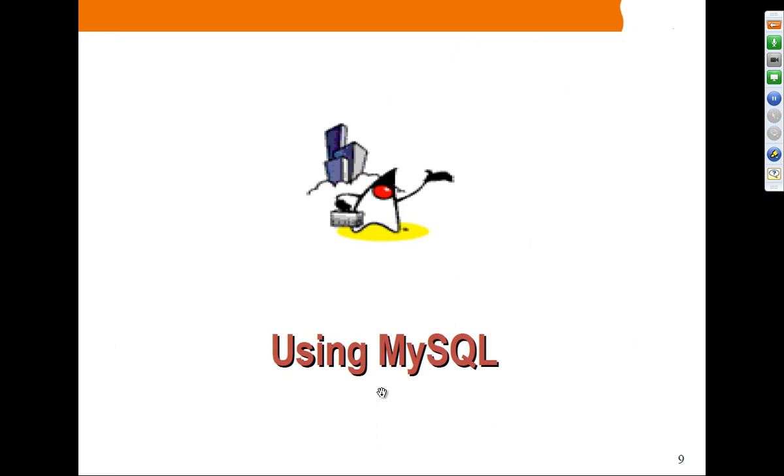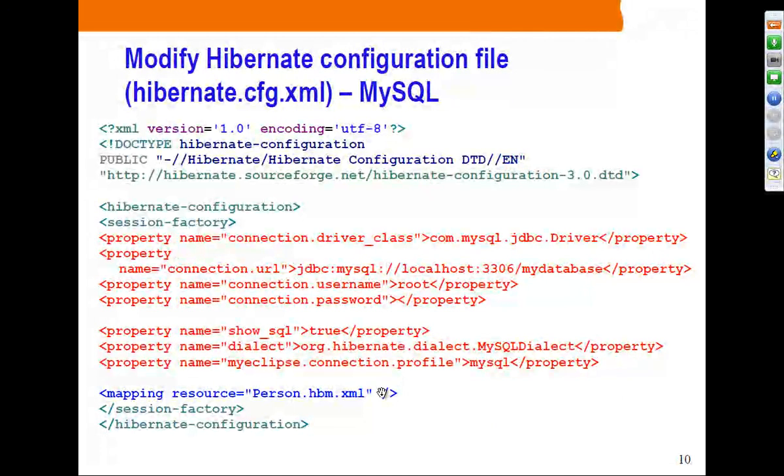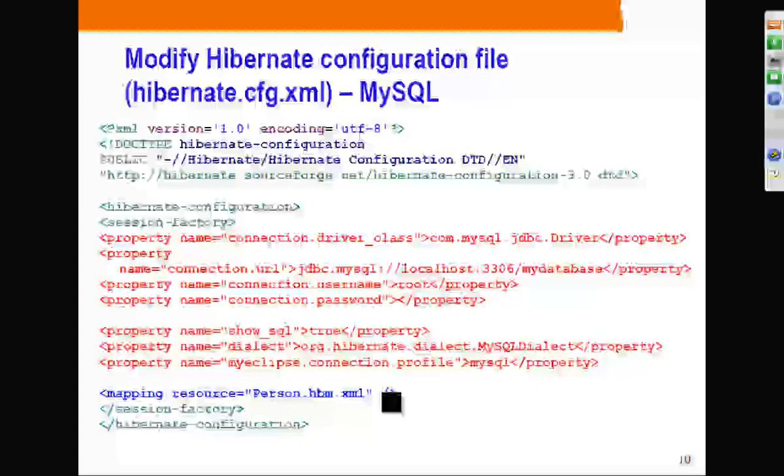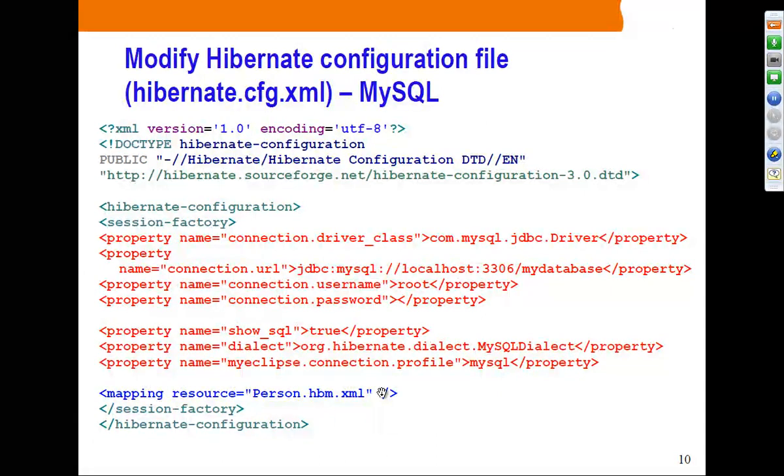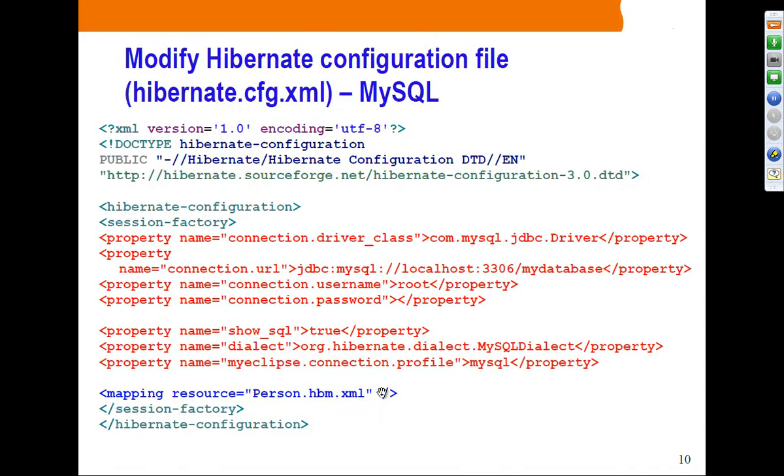So next topic is using MySQL. Basically, you are going to change a few files in order to use MySQL instead of JavaDB. The first file you are going to change obviously is the Hibernate configuration file. Here you are going to specify the MySQL-specific connection information. This is the client driver, and this is the URL, username and password.